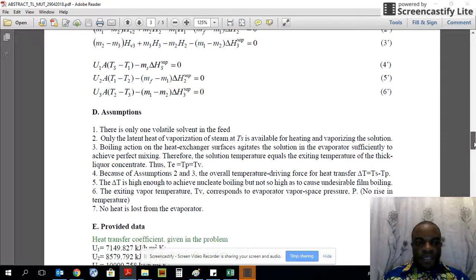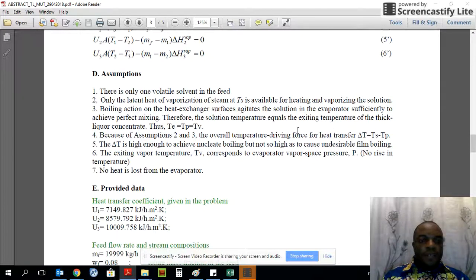Now, the assumptions used in this method, this approach, are the same as what we discussed previously when looking at the general model for evaporators. But here, I'd like you to take note of the fact that we consider that there is no rise in temperature. Now, let us solve the problem.